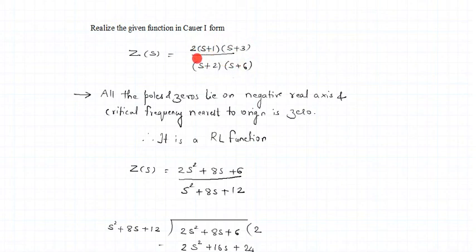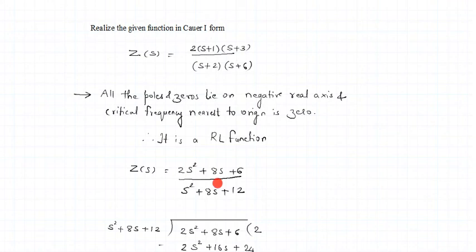So this function belongs to either RL or RC. To identify whether it is RL or RC, we need to identify the critical frequency which is closest to the origin. We see that the critical frequency closest to the origin is a zero. The zero at a value of -1 is the one closest to the origin. Therefore, if it is a zero which is closest to the origin, it must be an RL function. So the system which is given to us belongs to an RL function.